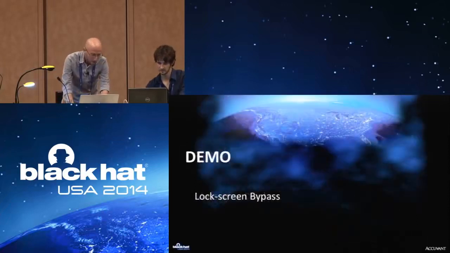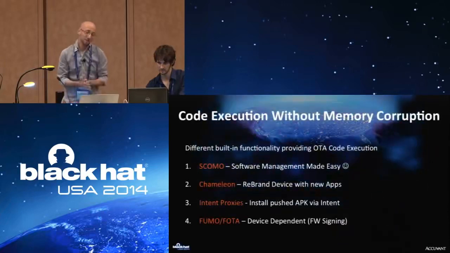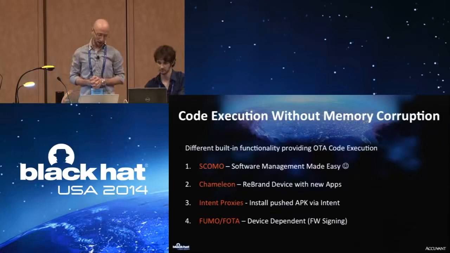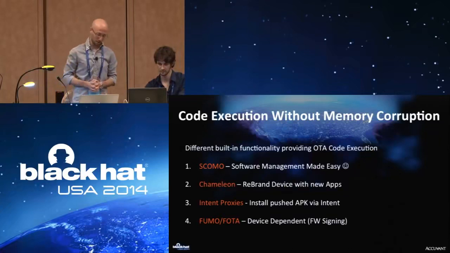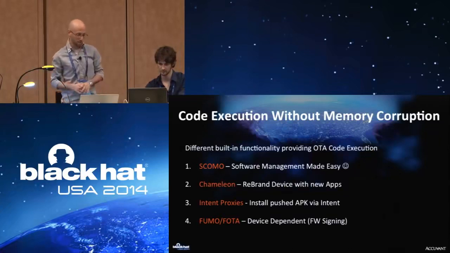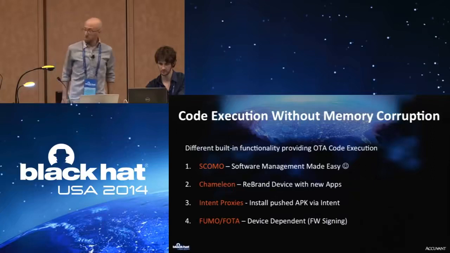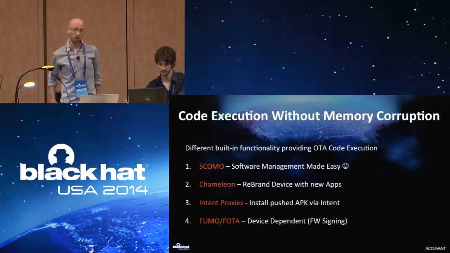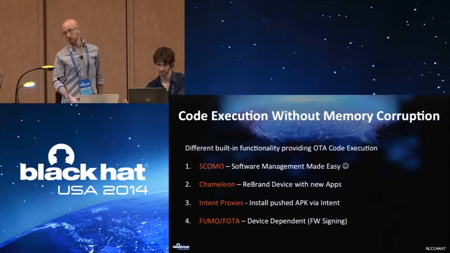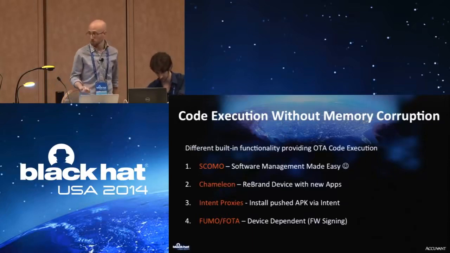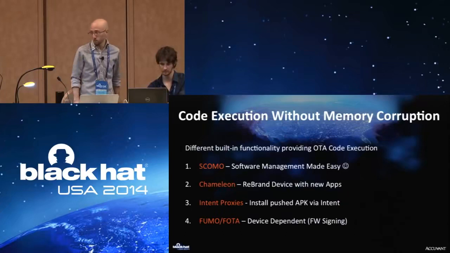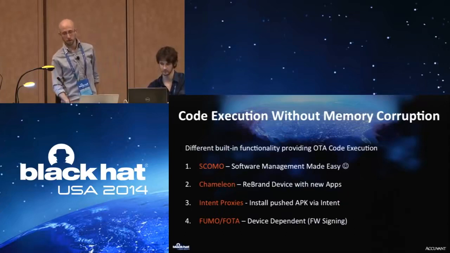So we are going to pass over a couple of our demos real quick until they are completely up, and go into a few of the ways we actually obtained code execution without memory corruption. We have four different methods. SCOMO, software management built in, more or less makes it easy, though not all devices have it. Then we have Chameleon. We can just rebrand applications, or rebrand devices with new apps. Intent proxies: by setting phone numbers and pushing files to the device, we can have it install APKs. And then just standard over-the-air and firmware updates, which depends on firmware checking of the device itself.